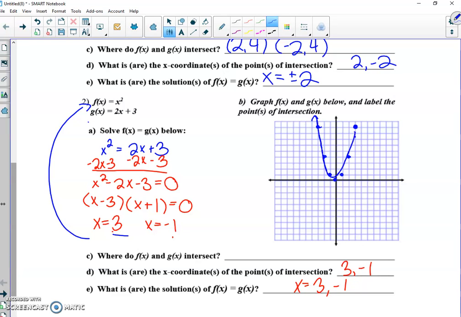So we got this little x squared graph. That was really ugly, but whatever. All right, and then we also need to graph this. So that is a linear line.